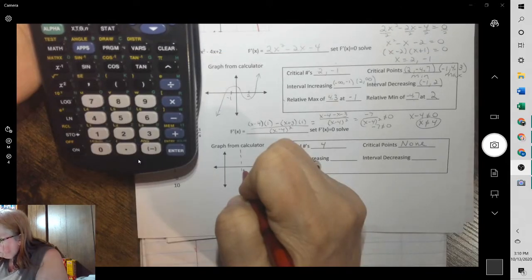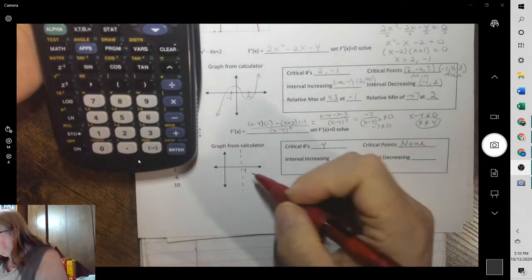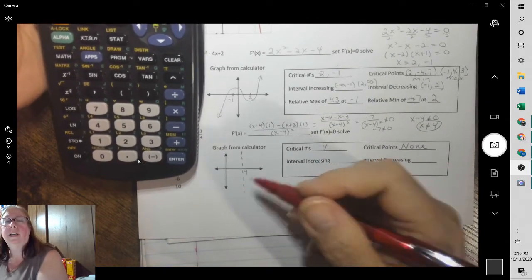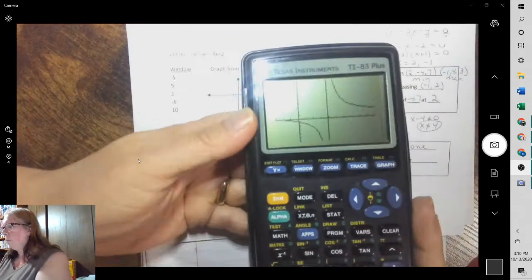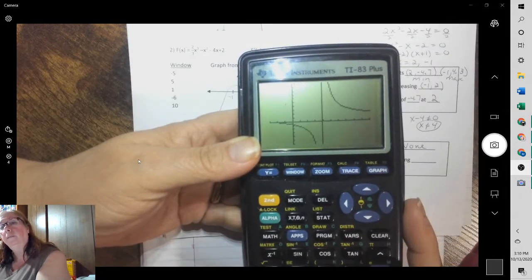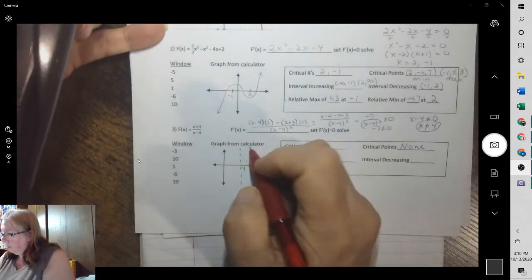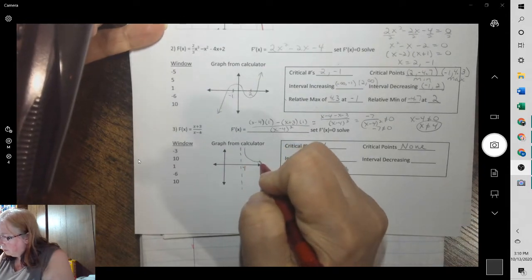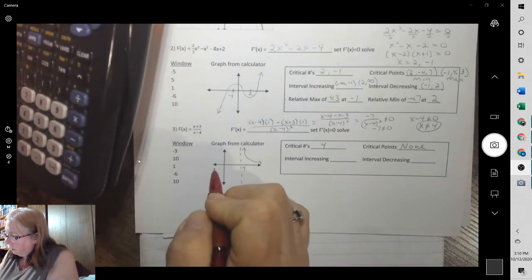Depending on what calculator you have, some of the calculators do not even draw a line. The TI-84, I don't think it does. The TI-83 puts a solid line even though it should be dotted. And then the graph is like this and like this.